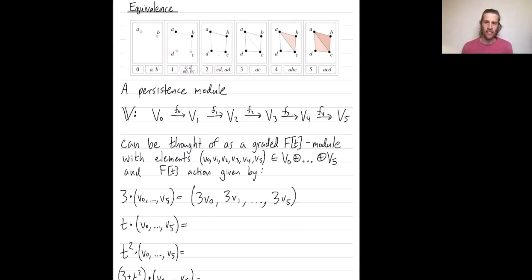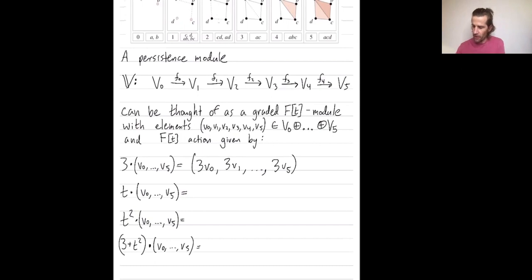What's much more interesting is how T acts. Afra and Gunnar had the nice insight to realize that because we don't have one vector space, but we have maps between them, we can encode those maps between vector spaces using this variable T. So this variable T is going to map from one vector space to the next. Maybe from vector space V0 to V1, or maybe from vector space V3 to V4, etc. So how does T act on this element?